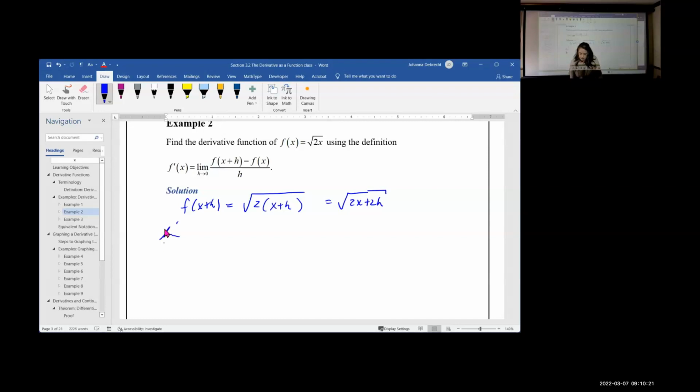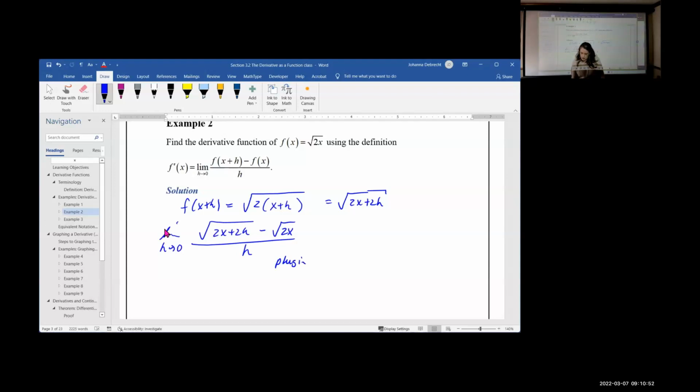And then when we find the limit as h goes to 0, this gives me the square root of 2x plus 2h minus the square root of 2x all divided by h. Now, if I tried to plug in h equals 0, I'm going to get 0 in the denominator and 0 in the numerator. So it leads to that indeterminate form of 0 over 0 if you plug in.